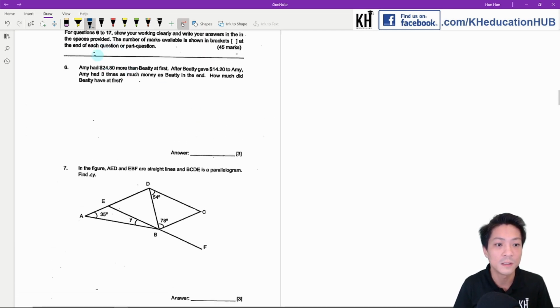Question 6. Amy had $24.80 more than Betty at first. After Betty gave $14.20 to Amy, Amy had 3 times as much money as Betty in the end. How much did Betty have at first? Okay, so this is a transfer type of question. We're gonna draw a simple model.